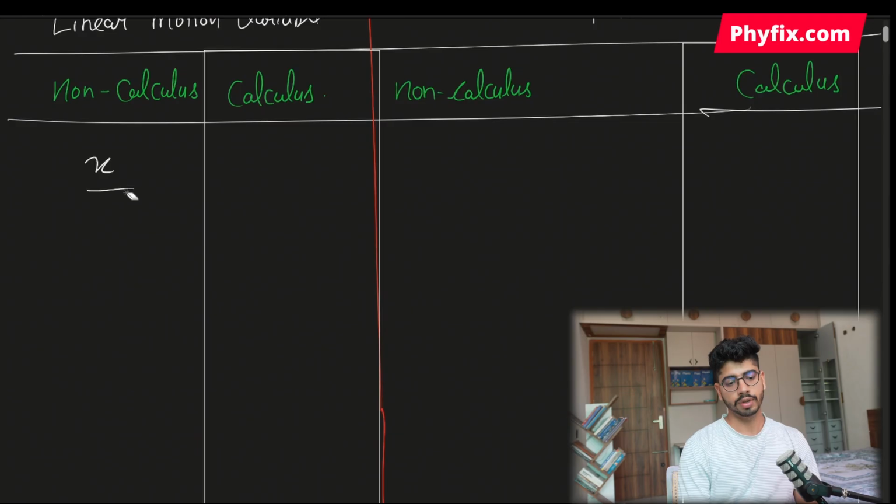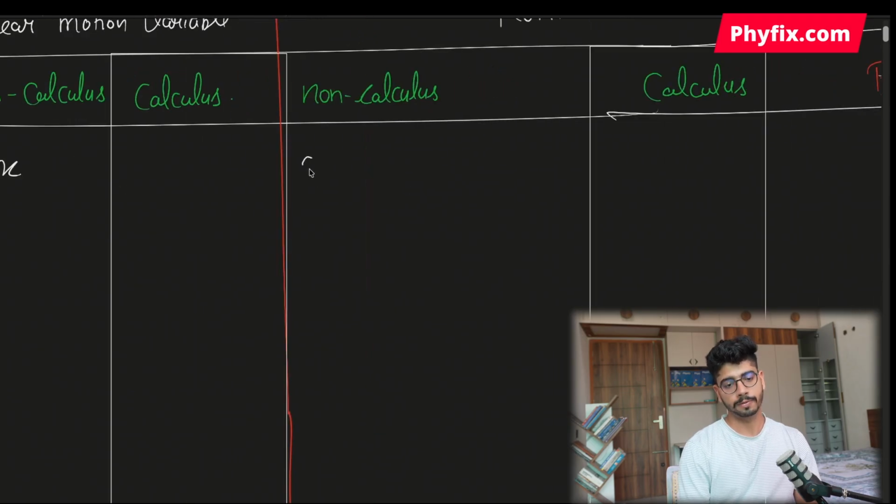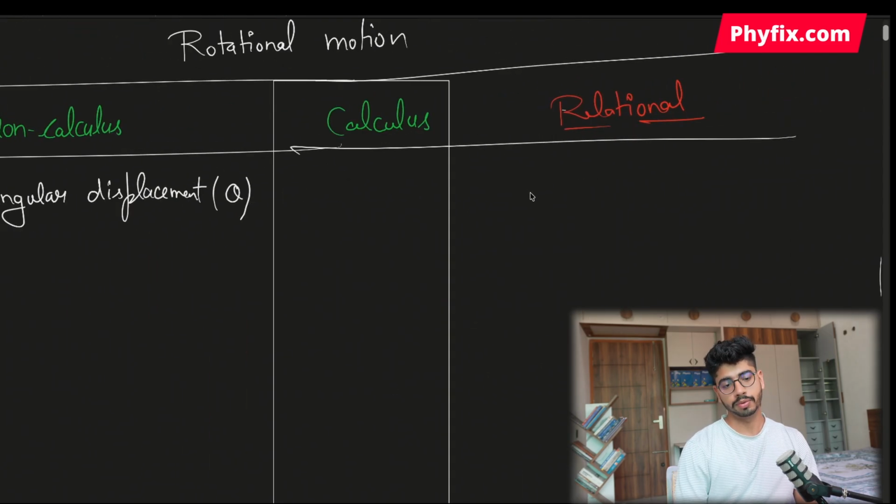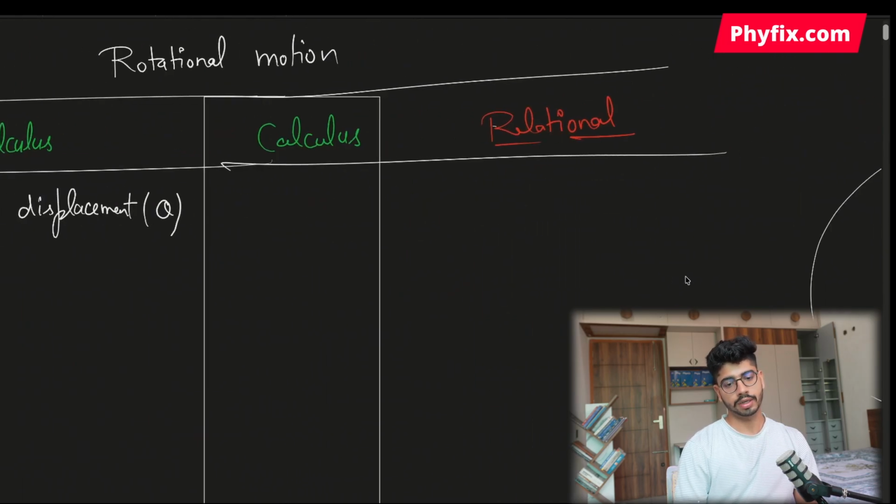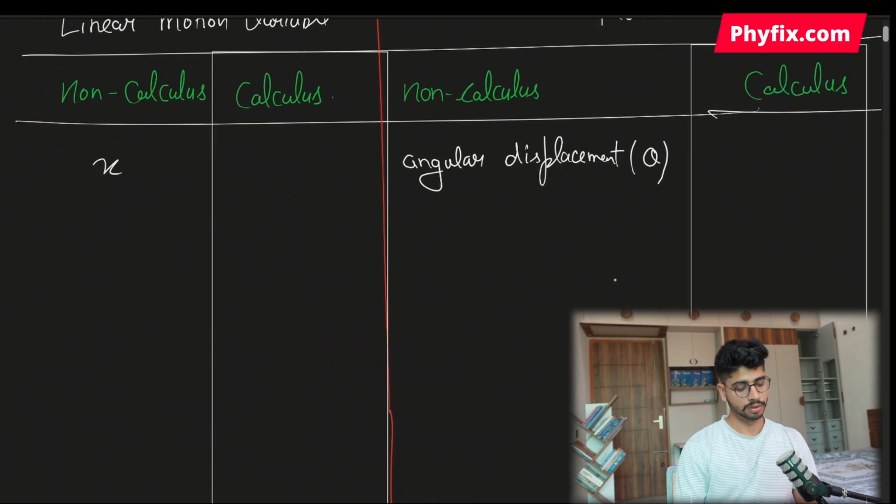Here x is the linear displacement, and here we have angular displacement, theta. What is the relationship between them? The relationship between them is x is equal to r theta. x is equal to r theta. This is the angular displacement that we have.